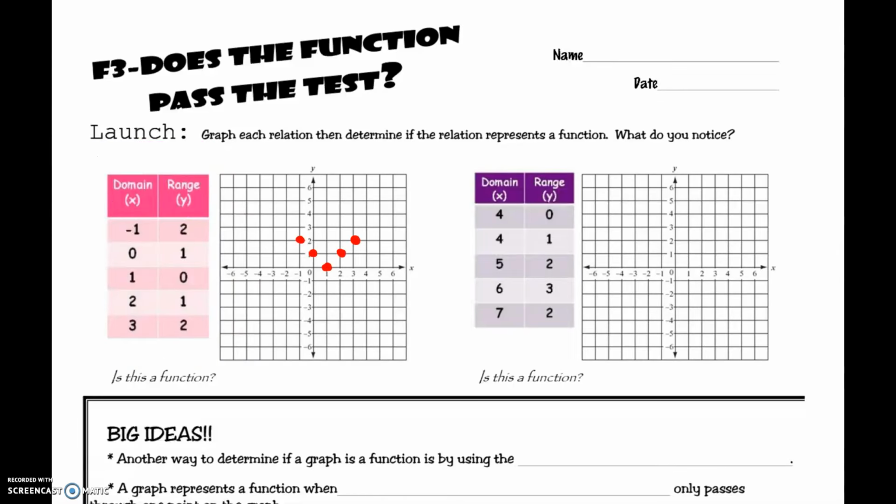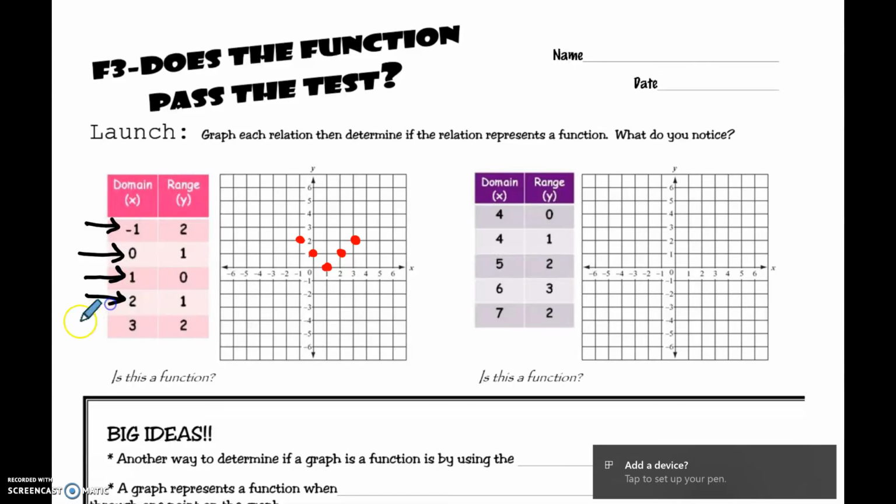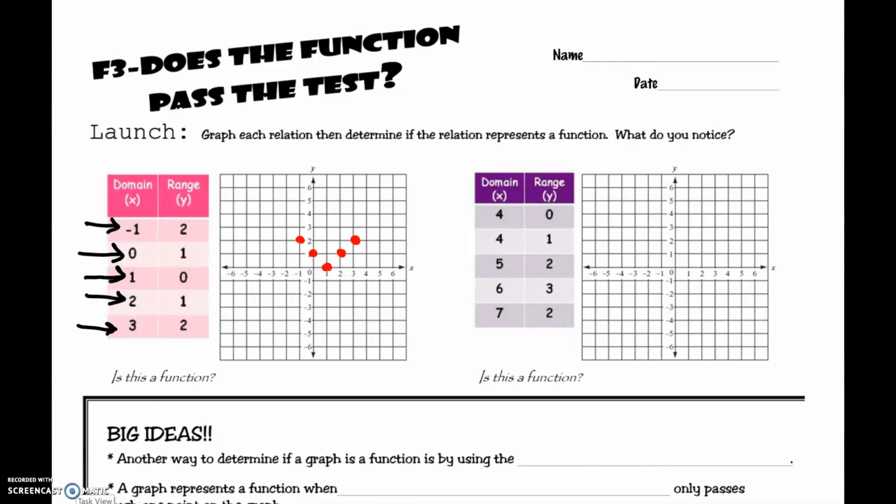Hopefully these are the points that you graphed. If you made an error in graphing, please just correct it before we continue. Looking at this table, we should notice that none of our x values repeat. Once we see that none of the x values repeat, we should know that this is automatically a function. So looking at our graph, we know that yes, this is a function.